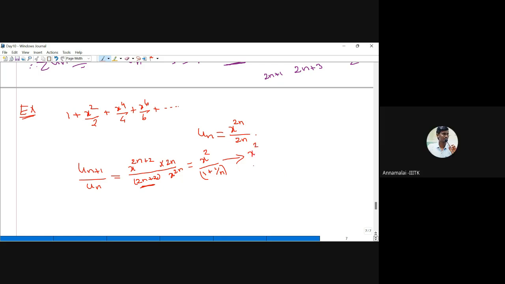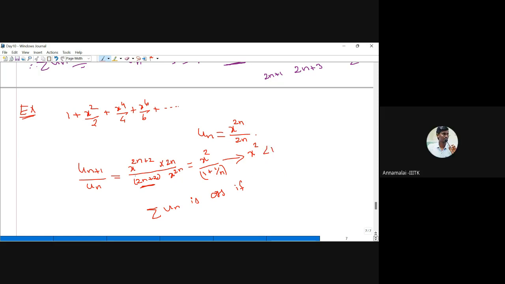Okay. Now, when does this series converge? It converges if x is less than 1, sir. x square is less than 1. X square cannot be less than 1, no, sir. Then we can take x is less than 1. Huh? So x square, yes, sir.